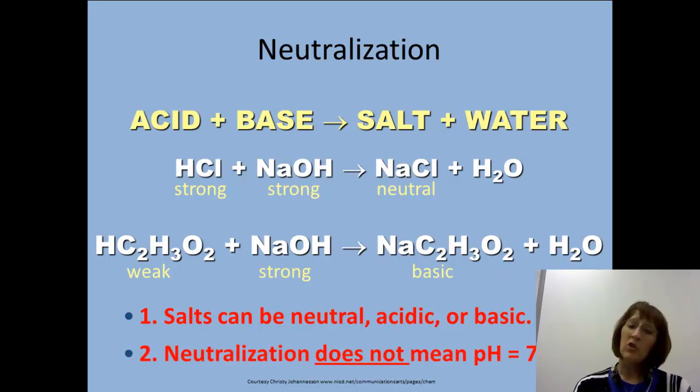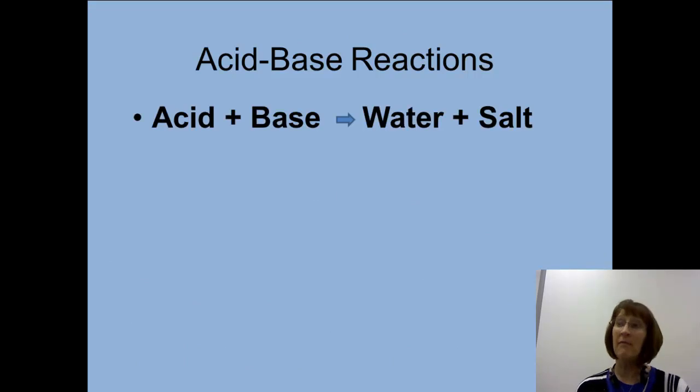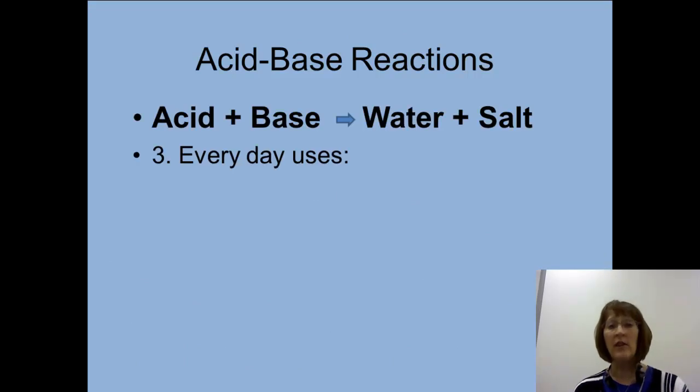So salts can be neutral, acidic, or basic. And remember, neutralization does not mean that your final pH ends up as this perfect little neutral 7. It's just a name that they created to talk about the reaction between acid and base. So neutralization doesn't mean that you've got a pH of 7. Alright, so again, acid plus base yields water and salt.